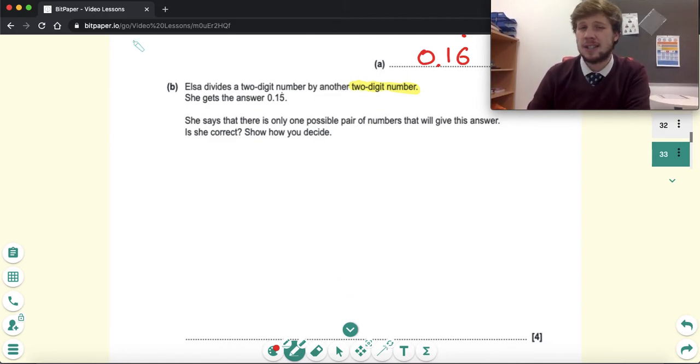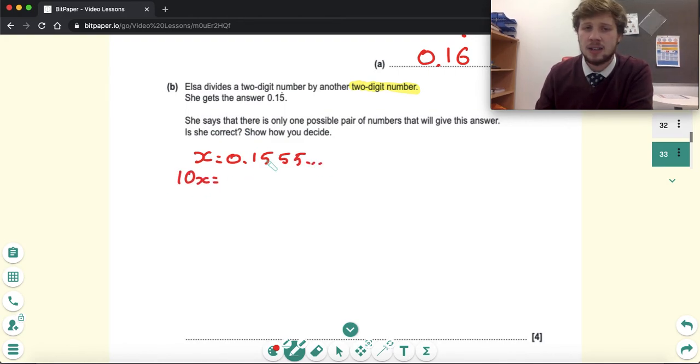And to do that, I'm just going to write it as a fraction. A fraction is two values divided by each other. So I'm going to say x equals 0.1555 and so on. So therefore I'm going to multiply by 10 so that I just get my recurring thing on the right hand side of a decimal point. So it's 1.5555.